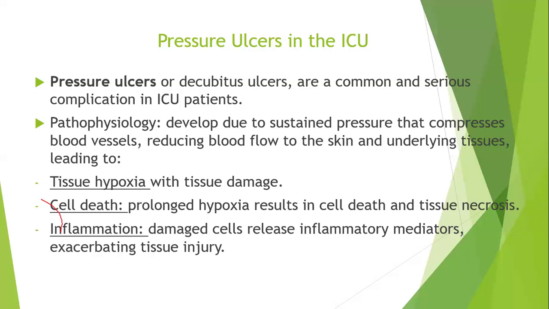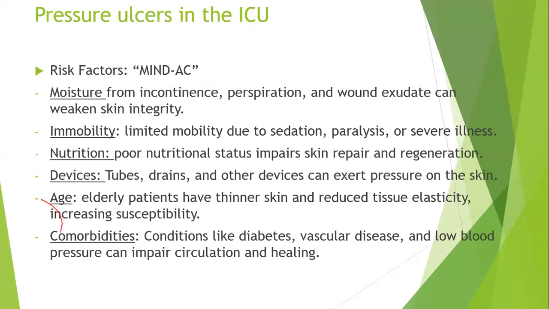It compresses blood vessels, leading to ischemia. This ischemia will produce tissue hypoxia, leading to tissue damage and cell death. This damage releases inflammatory mediators, exacerbating tissue injury. So this is how pressure ulcers develop, and it's important for us to understand the risk factors. What are the risk factors that can make your patient come down with a pressure ulcer?